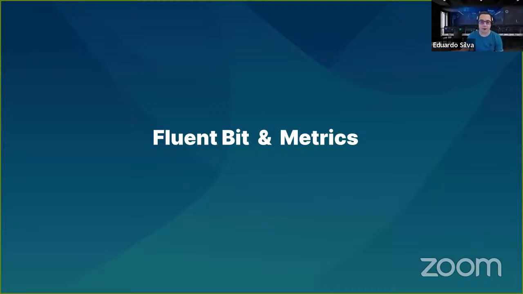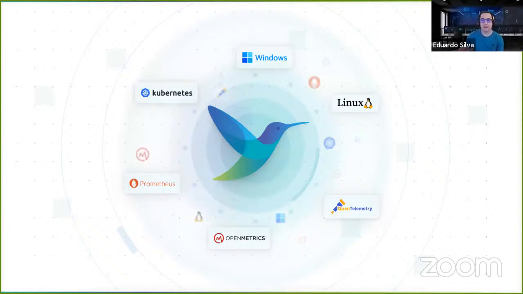Now, another fun part is Fluent Bit and metrics. The way that we see the Fluent Bit project itself is like the core of the ecosystem, right? It's multi-platform, meaning supporting different kinds of operating systems, like Windows, Linux, macOS, but also multiple architectures. We have a bunch of users deploying thousands of instances on ARM64.